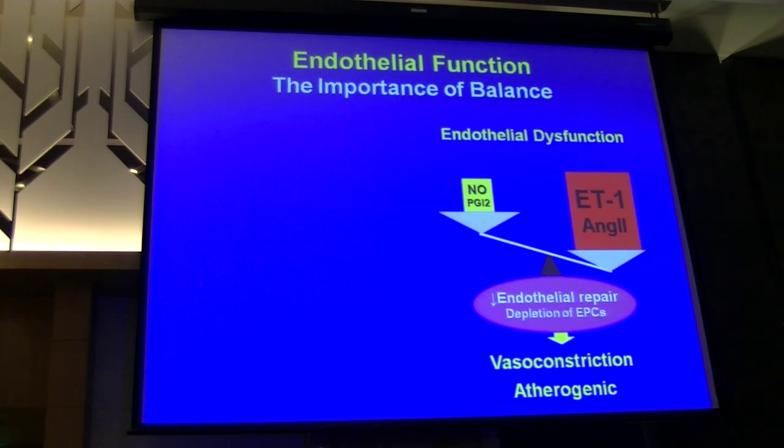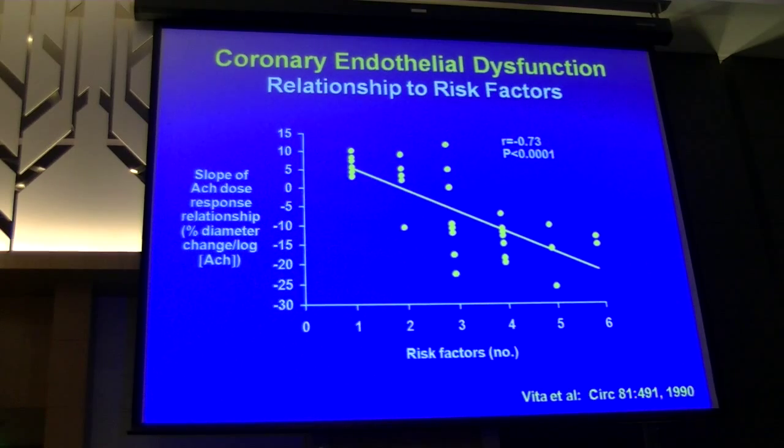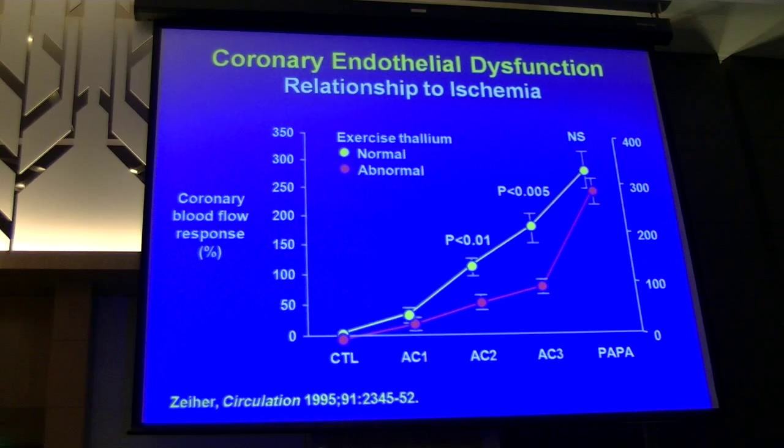Endothelial function, as you know, is one of the first things that happens when you develop atherosclerosis. So endothelial dysfunction is very prevalent. Coronary endothelial dysfunction is also associated with risk factors. So the more risk factors you have, as shown in this study, the worse your endothelial function. So there's a direct correlation between risk factors and endothelial dysfunction. There's a direct correlation between ischemia and endothelial dysfunction.